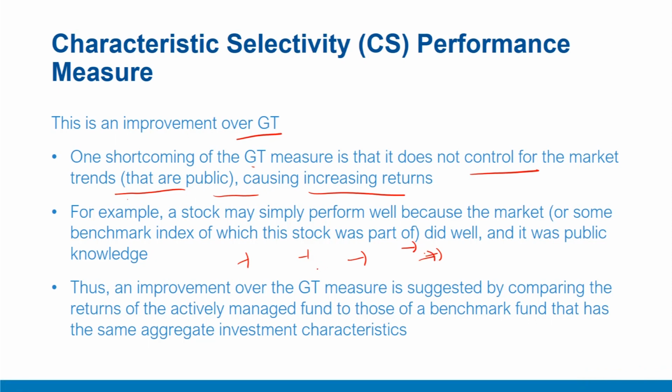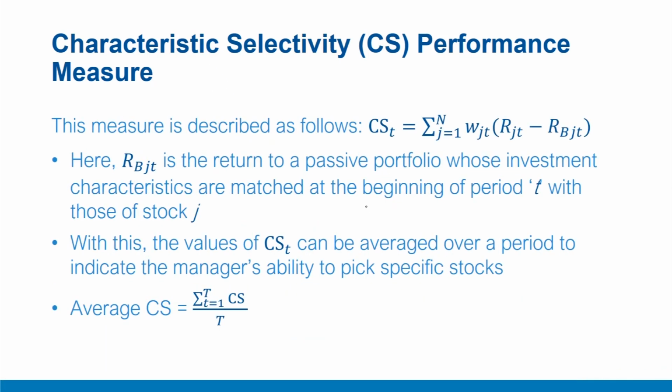And therefore, a simple improvement over the GT measure is to compare the returns of an actively managed fund to those of a benchmark fund index. This benchmark fund index should have, on an aggregate basis, similar investment characteristics as this actively managed fund, and therefore if this actively managed fund overperforms this benchmark fund, then ideally it should be said that it has done well, and therefore the manager has certain security selection abilities.